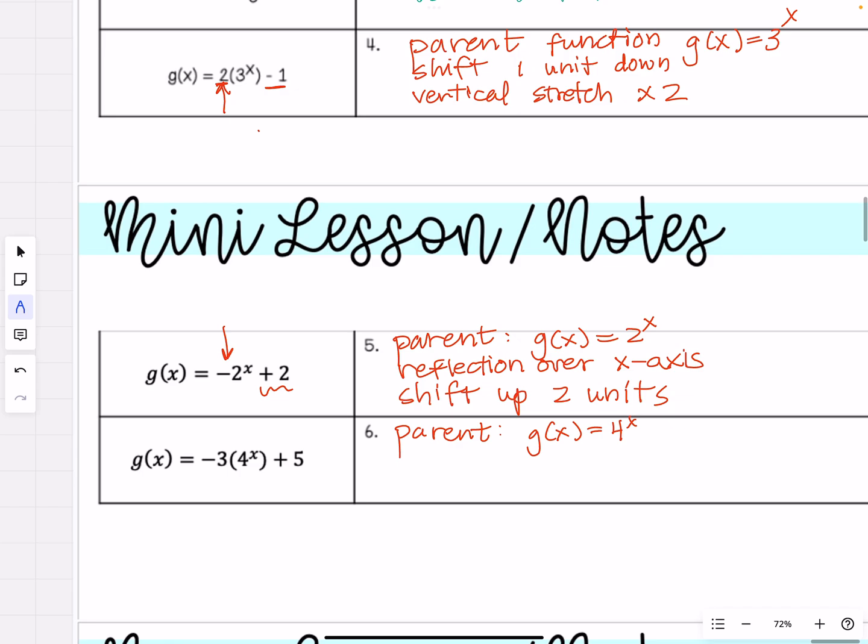Now, this one has 3 transformations going on. Okay, do you see all 3 of them? Well, let's see what you came up with. First, we see a reflection over the x-axis. Okay, second, here we see a vertical stretch. It would have been good if we had a vertical shrink in here. By a factor of 3. And last, we have a shift up 5 units.